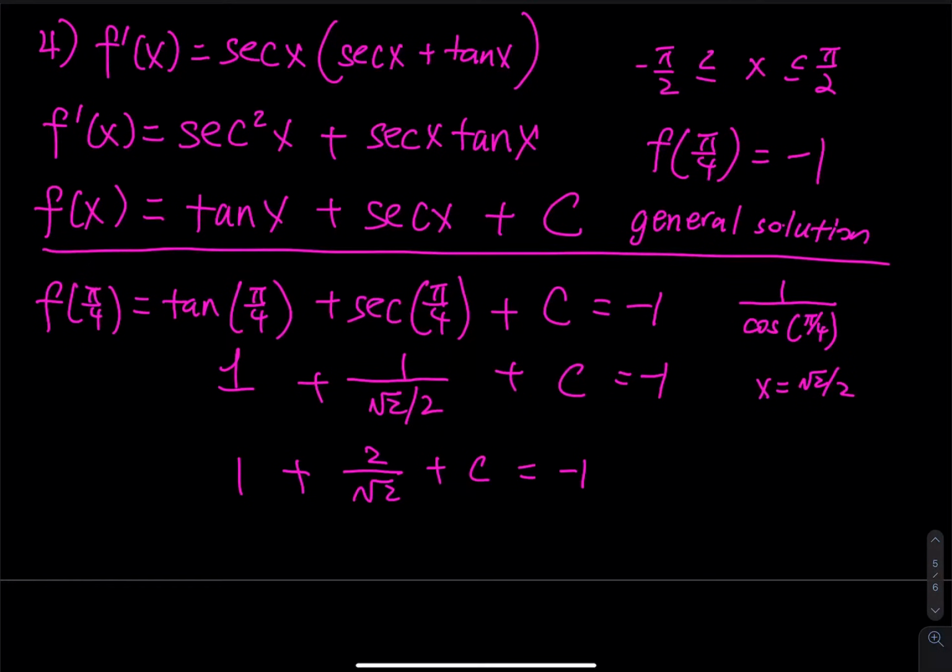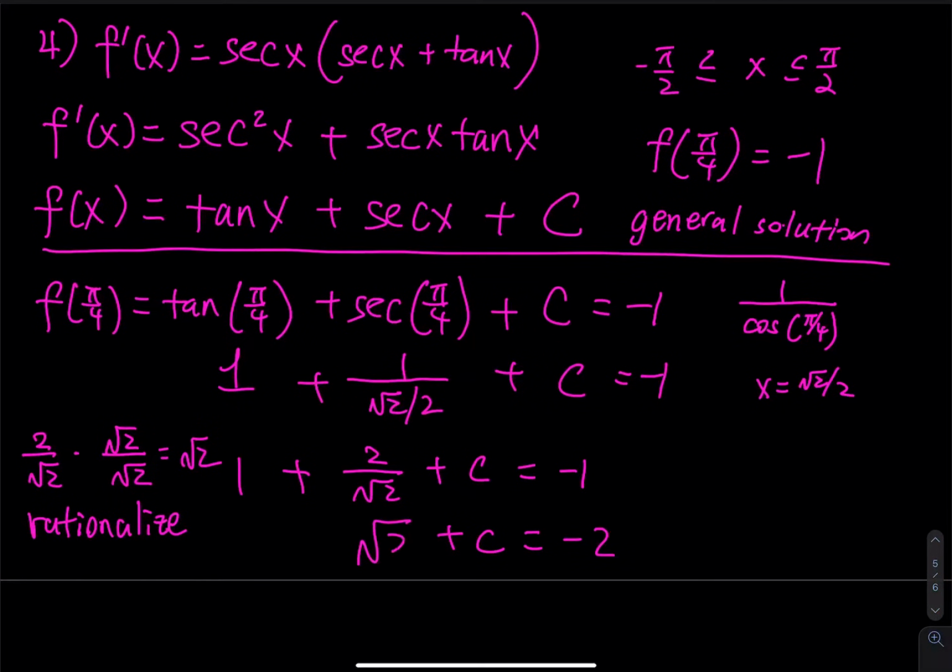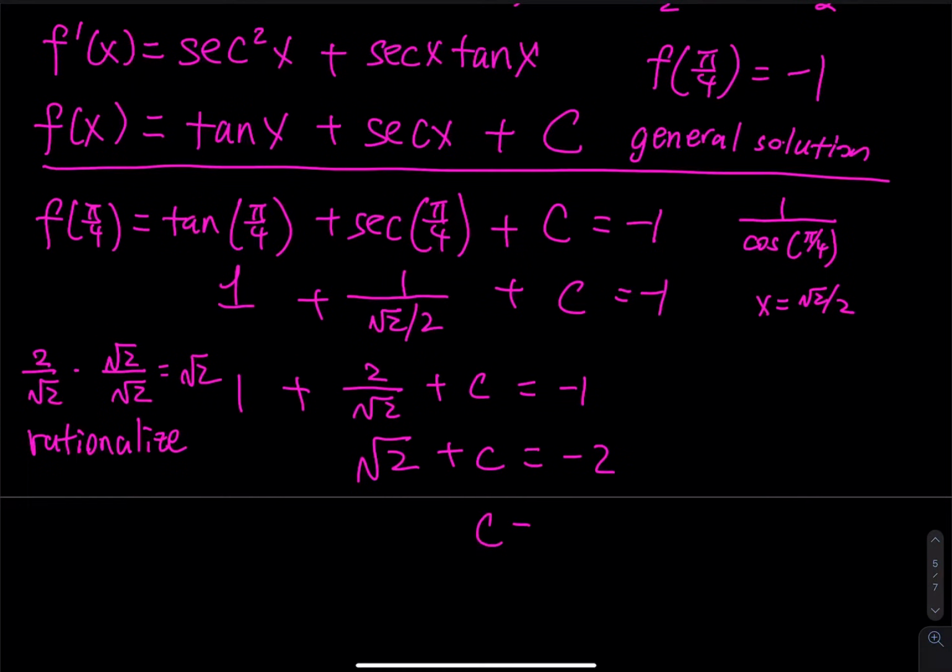And then subtract 1 on both sides. This is a negative 2, this is a plus c, and then this one you can rationalize. How do you rationalize? You have 2 over root 2, and then you multiply top and bottom by root 2. This is called rationalize. Rationalize means you want to get rid of the radical in the denominator. So multiply that, you have a root 2, right? So overall, this is a root 2, and then c is just equal to negative 2 minus root 2.